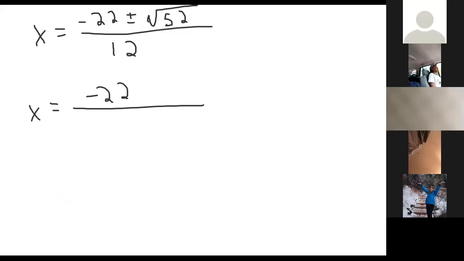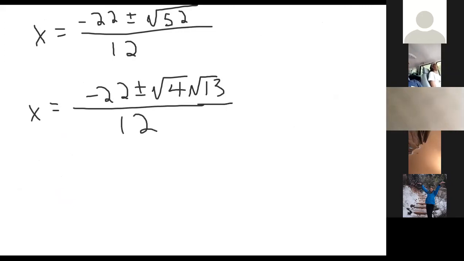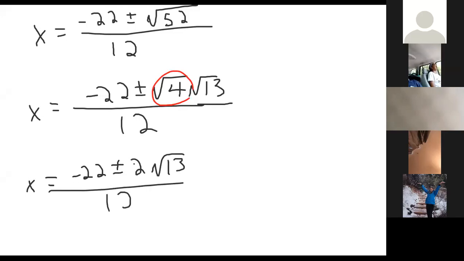Negative 22 plus or minus the square root of 52 is the square root of 4 times square root of 13. I had to look on my list to see that 4 goes into there. 9 doesn't go into there. 16, 25. I'm looking for those perfect squares. 4 works. So negative 22 plus or minus the square root of 4 now is 2. Okay, and now I have to split it up into two fractions. Negative 22 over 12 plus or minus 2 square root of 13 over 12.